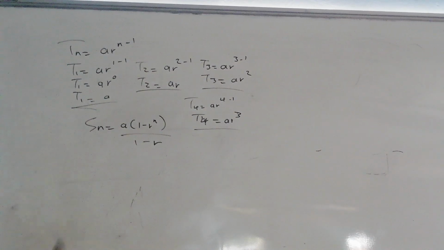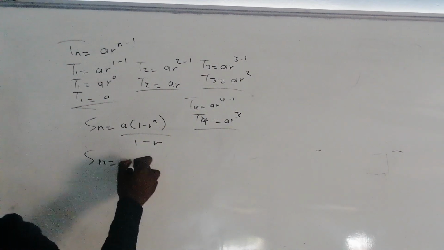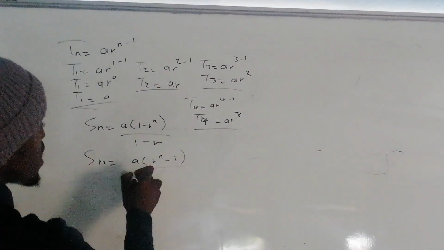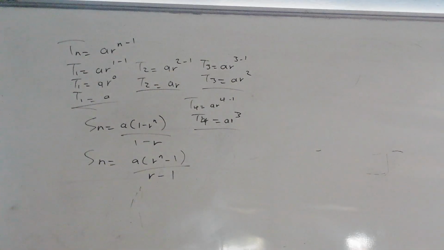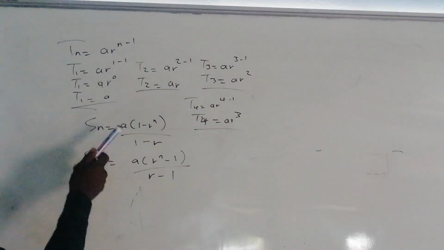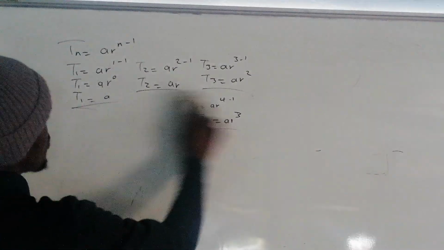And you must know that this formula is one and the same thing as Sn = a(r^n - 1)/(r - 1). It's one and the same thing. So in an exam, if they want you to solve this one, it's one and the same thing as this. So let me show you how to do it quickly.